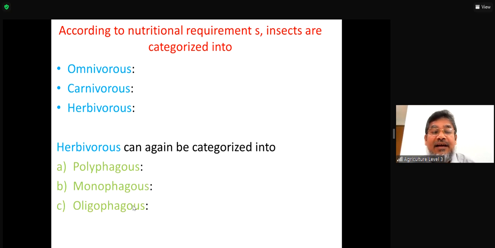Oligophagous is an insect which feeds on plants of one botanical family. For example, the cabbage butterfly. The cabbage butterfly not only takes food from cabbage; it can survive on cauliflower, on radish, and on other cruciferous plants. This type of insect is called oligophagous. Polyphagous, monophagous, oligophagous: all these are herbivorous insects. We can divide them like this.